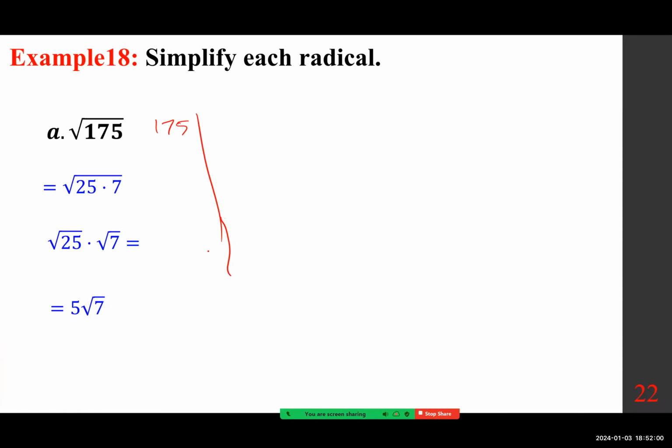Remember, it's not divisible by 2 because it ends with 5. It's not divisible by 3 because if you add them up, 1 plus 7, 8 plus 5 is not. You can divide it by 5 and you get 35. You divide by 5, you get 7. You divide by 7, you get 1. So what you're looking at is 5 squared times 7. 5 squared comes out. If it's easier, you do it this way.